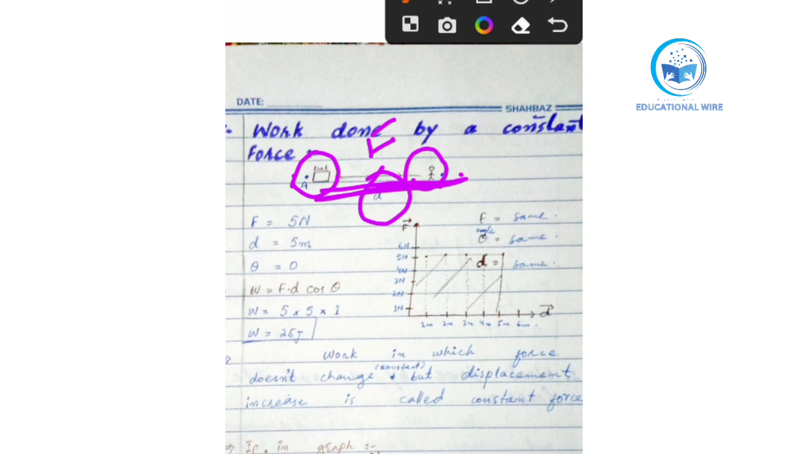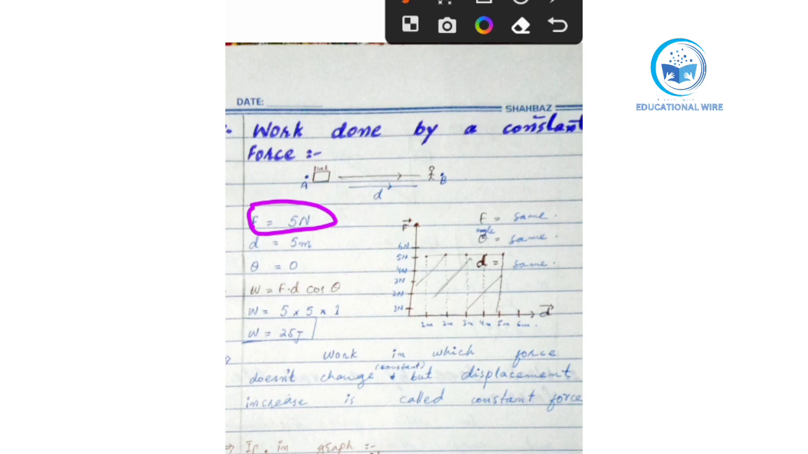Now let's move further. As we have here force 5 Newton, displacement 5 meter, theta 0. As I told you, whenever theta 0 comes, we put 1. So work is equal to 5, displacement is equal to 5, cos 0, theta is equal to 0, is equal to 1. So our answer will be work is equal to 25 joule.